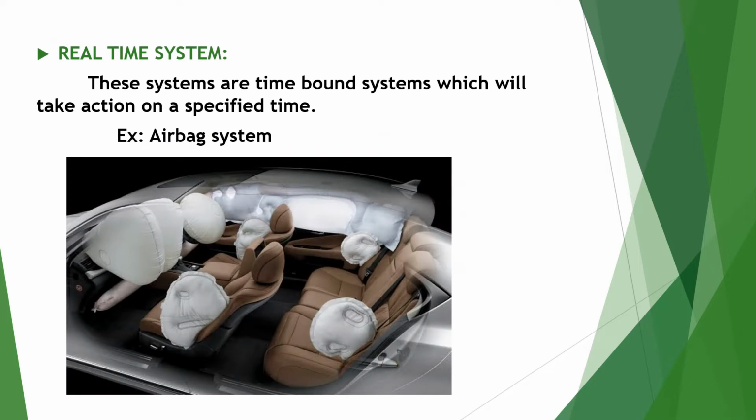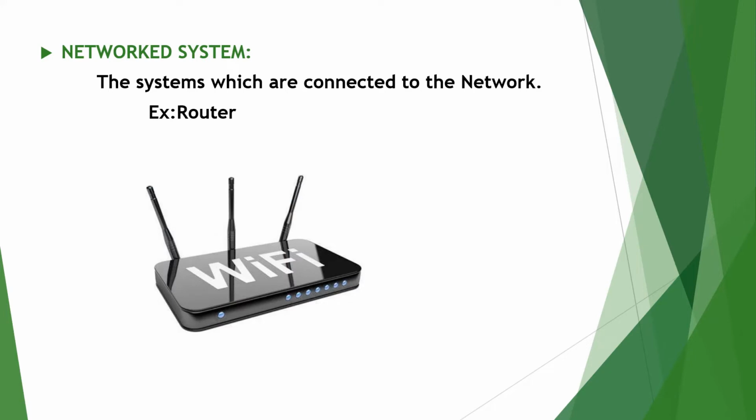Then we come to the real-time system. A real-time system can basically be known as a time-bound or time-dependent system. An example is the airbag system: in case of an accident or any jerk in the car, the airbag automatically opens up, and this type of mechanism comes under real-time system. Then we are going to see the networked system. In networked systems, a router has some intelligence about how much data, or which type of data, must be delivered to a certain part of the network. So it possesses some intelligence and comes under networked system.